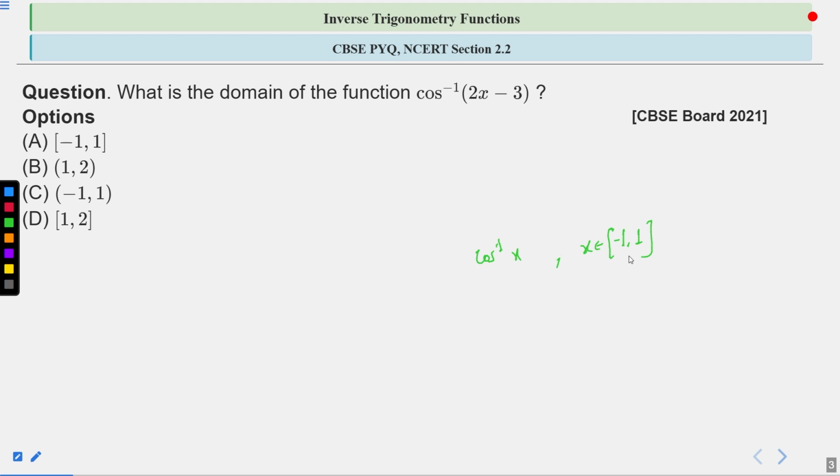So what is the meaning of domain first? Domain means the value of input, that is the value of x we will give to the function so that we can get some value of the output from the function, right? So what can be the values of x we can give to the function cos inverse 2x minus 3? So in this way you can try to approach this question. You have 10 seconds to solve or think about this question. After that we will discuss the solution part.